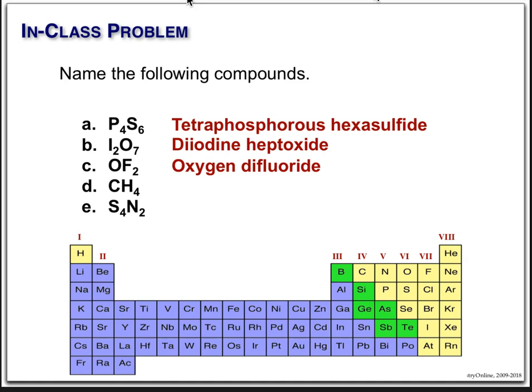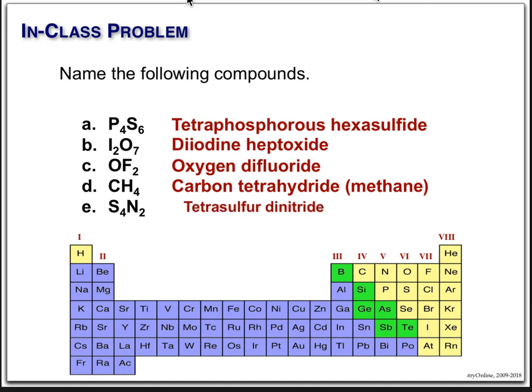Now we've seen this guy many, many times. We call it methane, right? Or natural gas. Systematically, it's going to be 1 carbon and 4 hydrogens. So 4 hydrides, carbon tetrahydride. And finally, 4 sulfurs. 4 is what? Tetra. 2 nitrides, dinitride. Tetrasulfur dinitride.